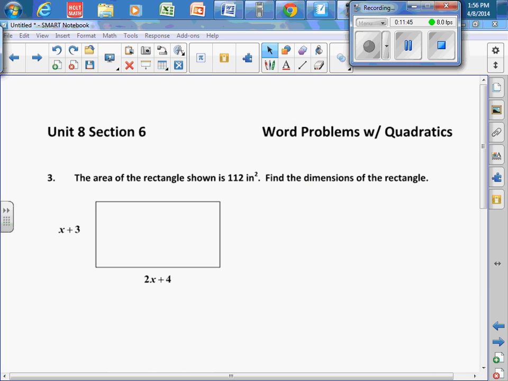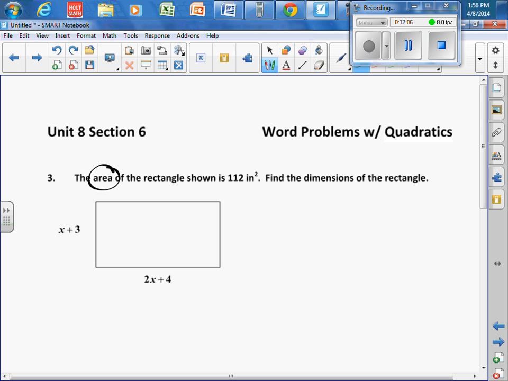In number 3, the area of this rectangle is 112. Find the dimensions of the rectangle. Well, again, we're talking area here. So how do you find the area? And do make sure that when you read these problems, you circle keywords and expressions like area as opposed to perimeter. Write down the formula if you need to. Length times width, right? The area is 112. It says to find the dimensions of the rectangle, which means find the length and find the width. All right, so here we go.